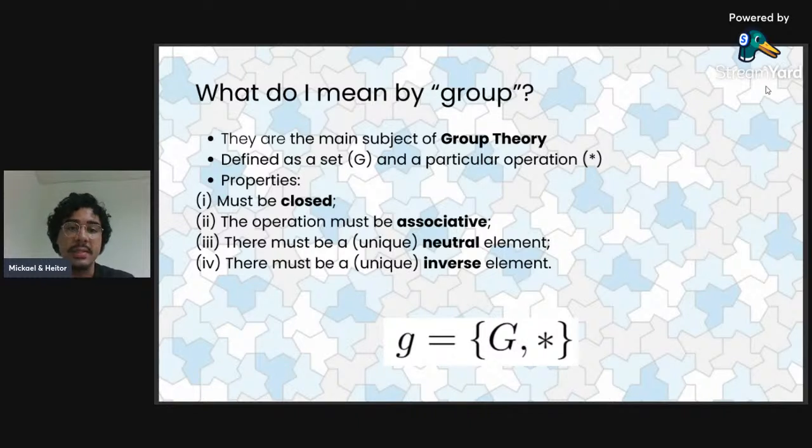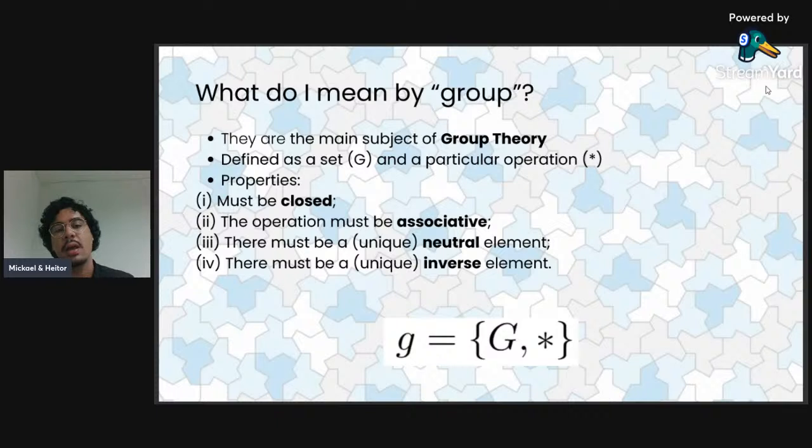And a group must have four specific properties. First, it must be closed, so that when I operate two elements of the set, it returns to me another element of the set. And the operation must be associative. That's just some detail that says that if I have A, B, and C in this set, operating A with B and then with C gives me the same thing as operating B with C and then with A.